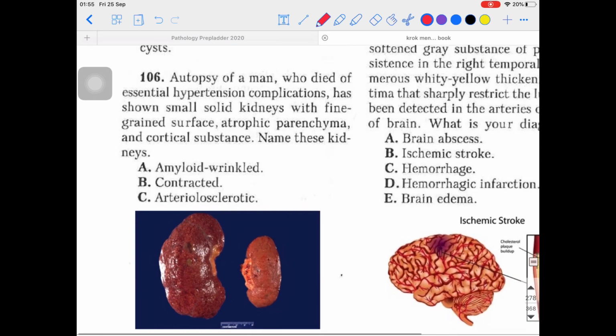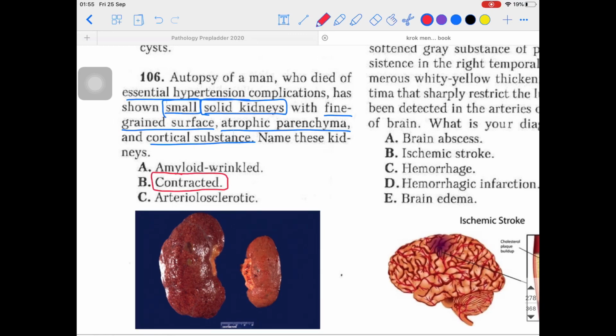Next question is, autopsy of a man who died of essential hypertension. Complications have shown small, solid kidneys, right? Essential hypertension with fine grained surface, atrophic parenchyma, obviously, and cortical substance. Name these kidneys. I told you, small solid kidneys with fine grained surface, you can appreciate them whenever there is chronic renal insufficiency. But they said name these kidneys, so I told you the specific term: the shrunken kidneys or the contracted kidney. So the answer over here will be the contracted kidney.